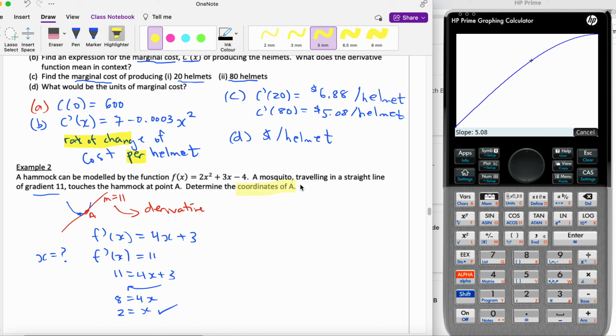No, because it's asking us for the coordinates. So now we have to go back to the original function and find what the value is when x is 2.